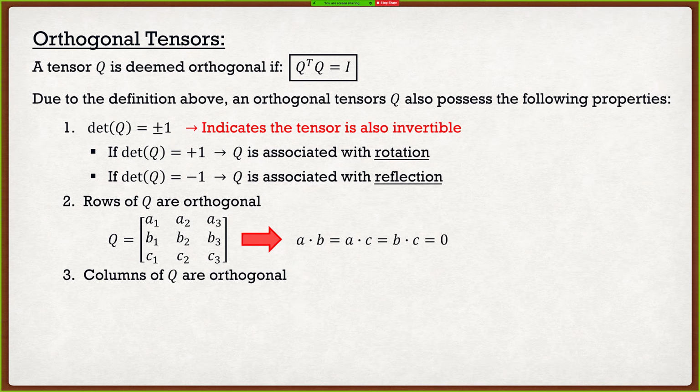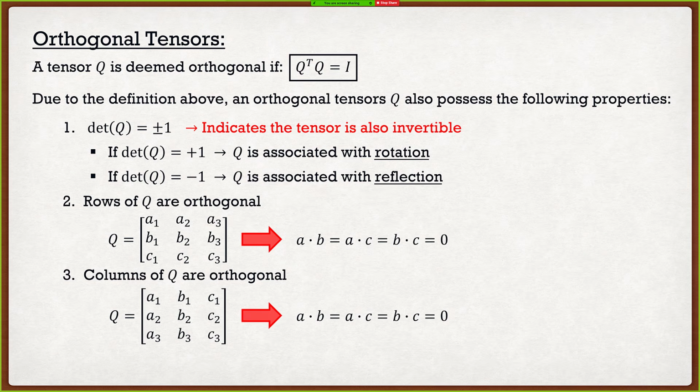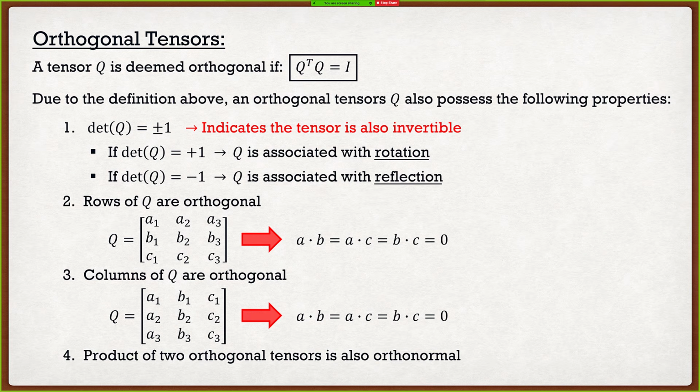The third one is the columns of Q are also orthogonal. So in this case, if I have A1, A2, and A3 as a column, and B1, B2, B3 as a column, then the dot product between all of those columns is going to be equal to 0. And the final one is the product of two orthogonal tensors is also orthogonal, not orthonormal. Or I guess it's interchangeable at this point. So that's going to be orthogonal tensors.